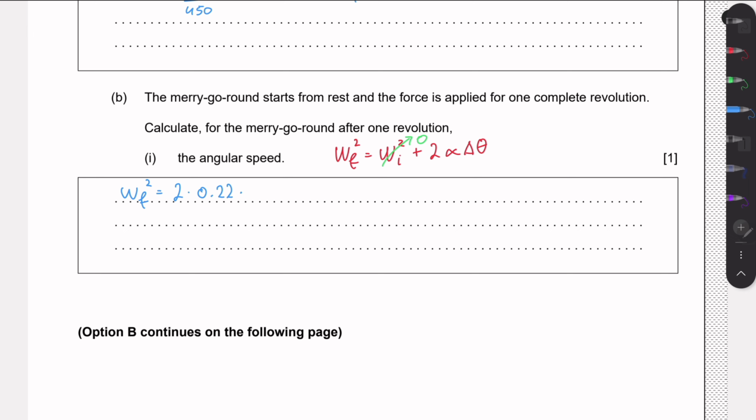In 1 revolution, we cover 360 degrees, right? But in these equations, we always need to substitute in radians. So 360 degrees will be 2 pi. So we have covered an angle of 2 pi here. And if we take the square root of this, we'll find a speed of 1.7 radians per second.